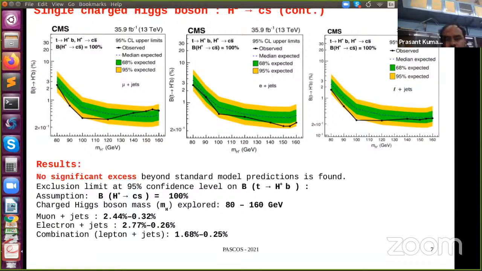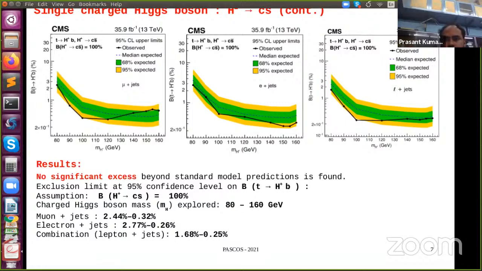The mass range explored for this light charged Higgs boson is from 80 to 160 GeV. For the muon plus jets channel, the limit is from 2.44% to 0.32% in this mass range, and for the electron plus jets channel, it's from 2.77% to 0.26%. And by combining these 2 channels, we have 1.68% to 0.25%.